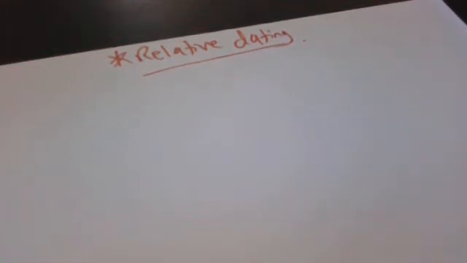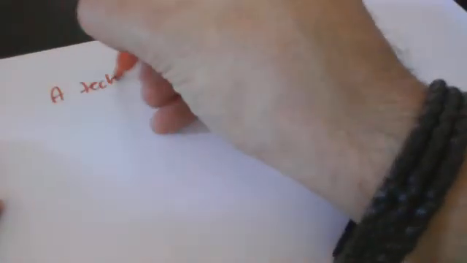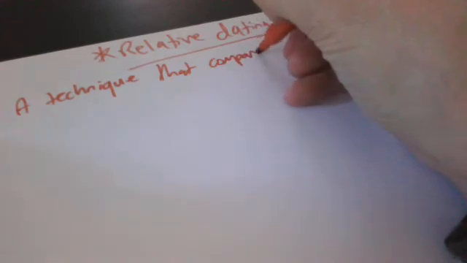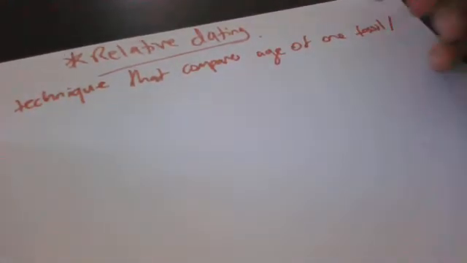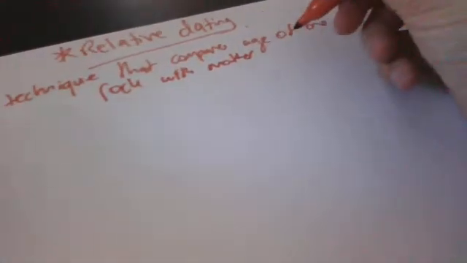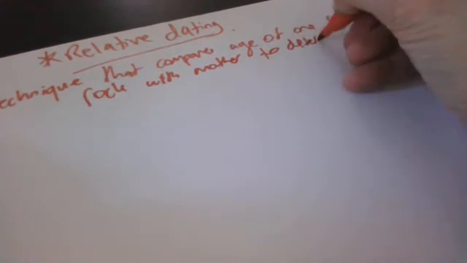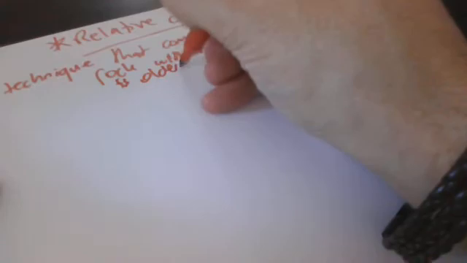Okay, in this video I want to talk about relative dating and index fossils. So what's relative dating? Basically, it's a technique that compares the age of one fossil or one rock with another to determine which is older.